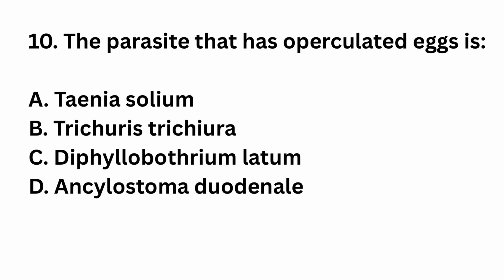Question number 10. The parasite that has operculated eggs is Taenia solium, Trichuris trichiura, Diphyllobothrium latum, Ancylostoma duodenale. The right answer is option C, Diphyllobothrium latum. Diphyllobothrium latum eggs have a distinct operculum at one end. This feature helps in laboratory diagnosis.